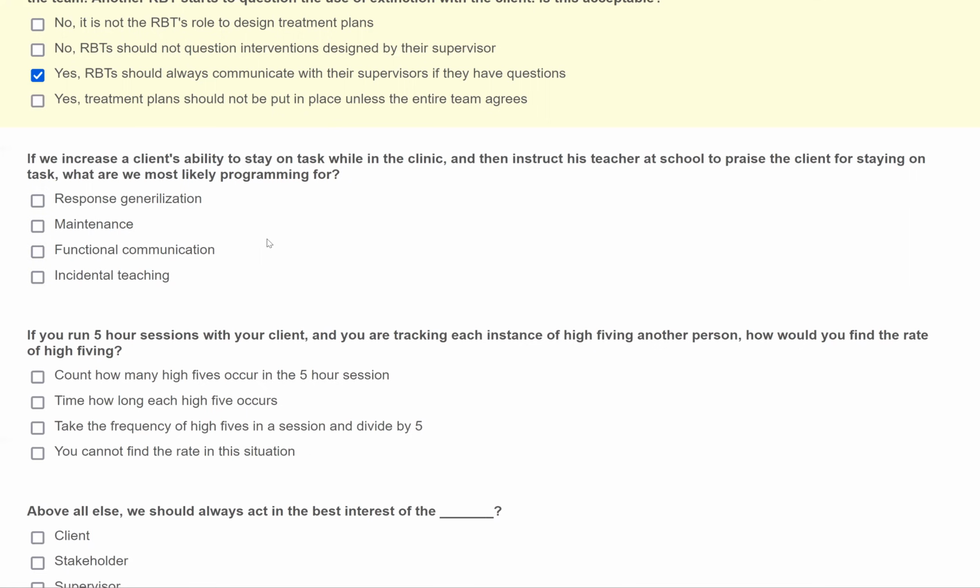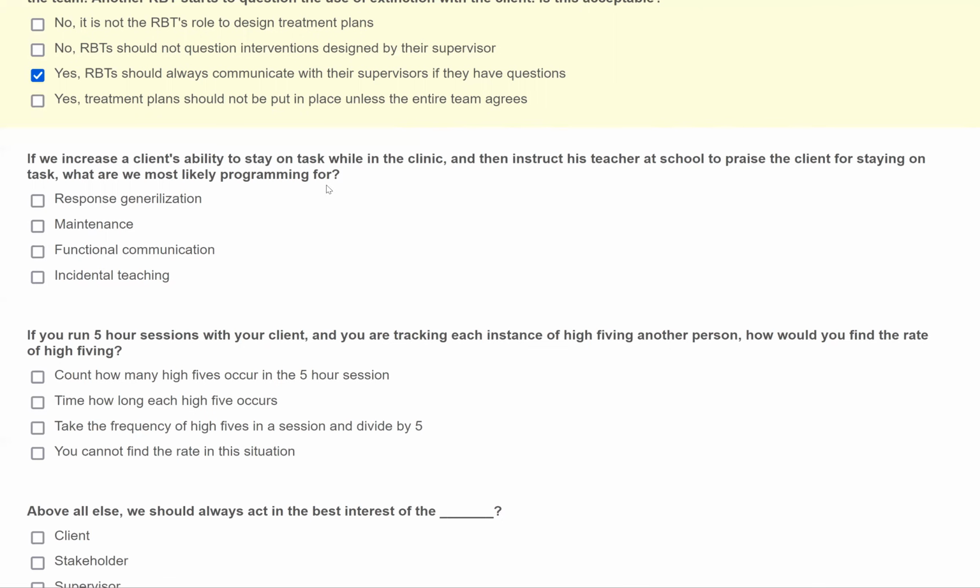But if we look at B, maintenance, are we trying to maintain the client's ability? Absolutely. How do we do that? Well, through natural reinforcement or reinforcement in this other environment. That's how behavior is maintained. It's how it's increased. If we instruct the teacher to provide praise and reinforcement to the client for staying on task, that client's ability is much more likely to maintain than if they did not contact any reinforcement at all. Okay, so the teacher is going to function as a tool in maintaining this client's behavior.